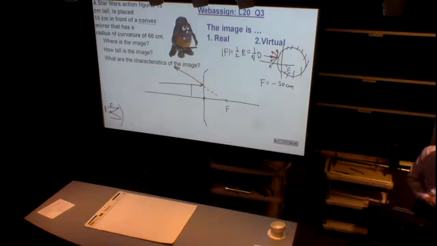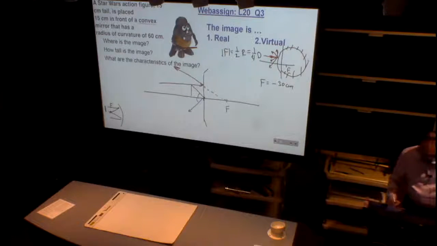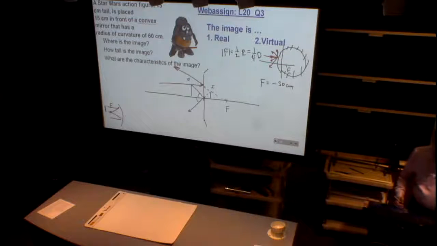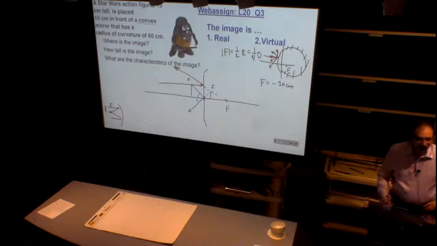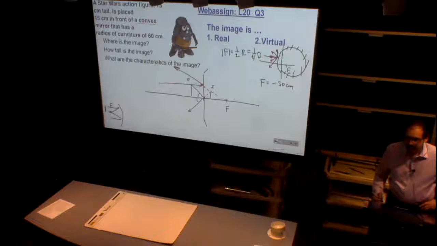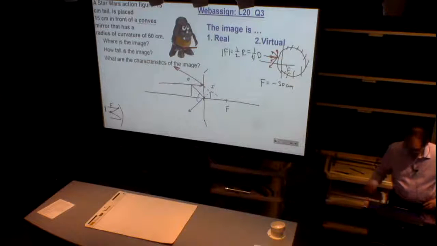Now, where is the image? Well, we know what to do. We can draw a second ray, which should be bounced at the same angle. Draw an extension. This will be an image, an object, an image. And of course, for a convex mirror, it's a diverging device. An image cannot be real, never, ever. For every diverging device, images are only virtual. That's it.